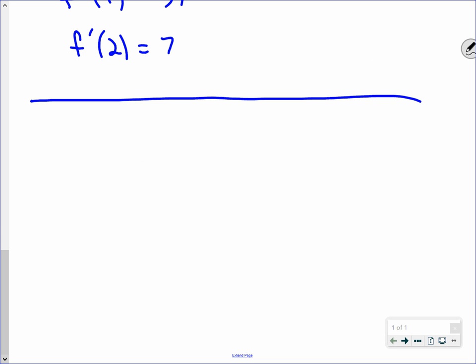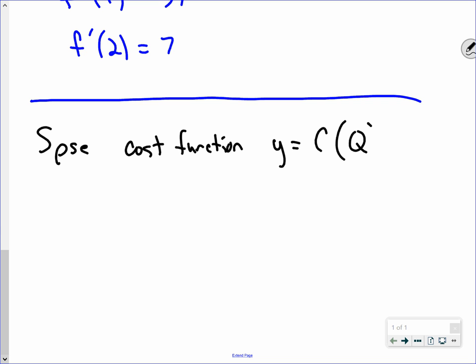Okay? So sometimes we are set into some sort of context problem. So suppose you have something called a cost function, which is a function that tells you the cost. And I'll say y equals c, and c is a function of q, and q represents order size, how many you're going to order. Okay, so this is a context question.